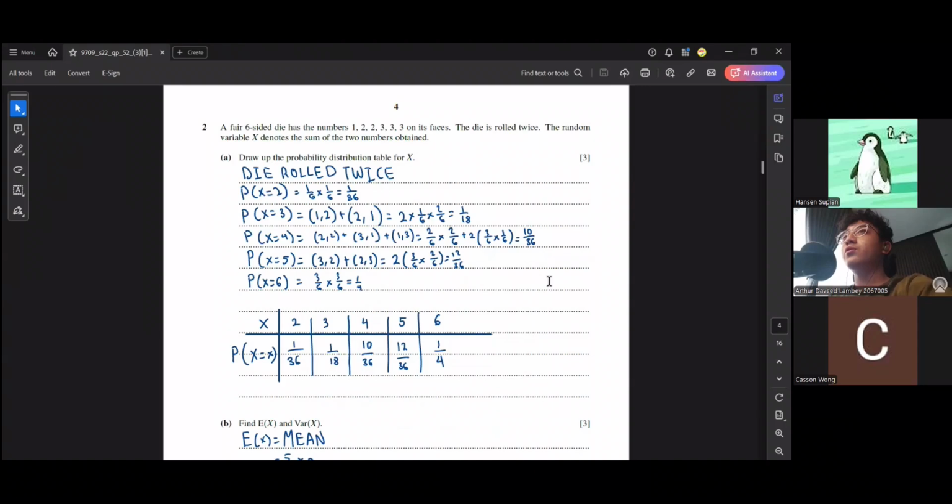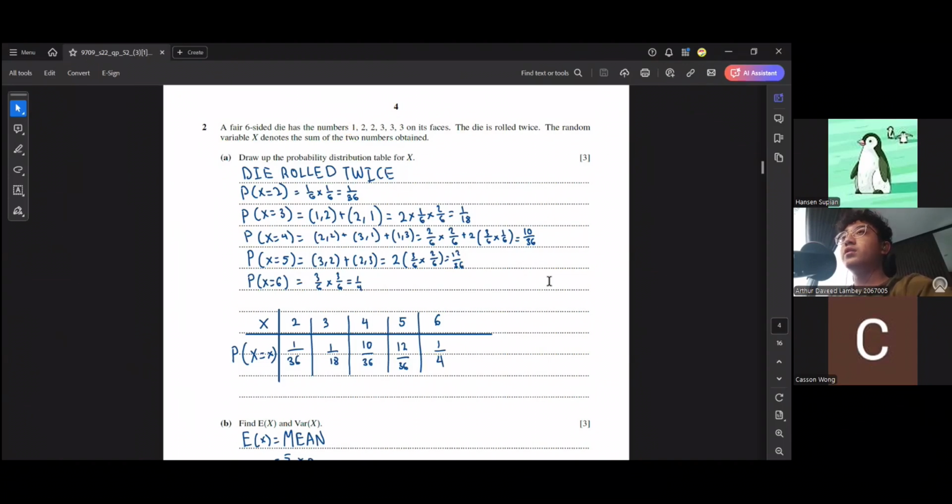So first, we need to find the possible outcomes of x. The lowest sum that we can get is 2, and the maximum is 6. So we can write P(x) for x equals 2, 3, 4, 5, and 6. First, we need to find the probability of getting the score 2. To get the sum 2, we need to roll 1 and 1, and as we see here, there's only one 1. So the probability of getting 1 and then 1 is 1 over 6 times 1 over 6, which equals 1 over 36.